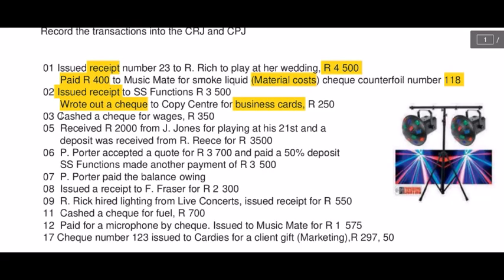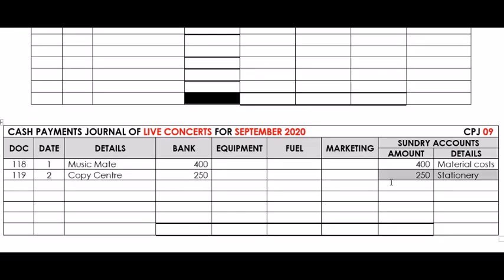Then on the 3rd, we cashed a check. Okay, so check tells you it's CPJ, for wages, 350 Rand. Okay, so it will be check number 120 on the 3rd. Please remember that the details when we cash a check is always cash. Don't write wages in this details column. Okay, then it goes to bank and then it must go to wages, and there's no wages column, so take it to sundry accounts.